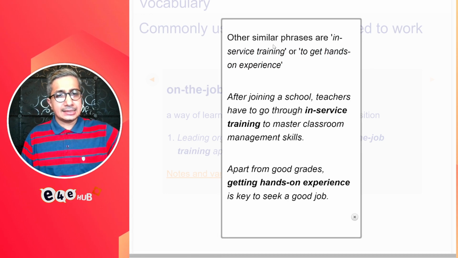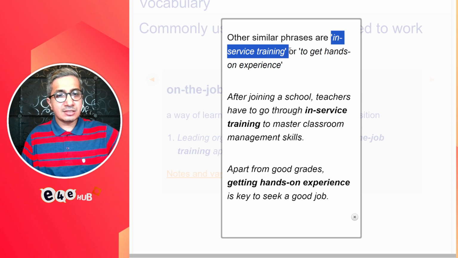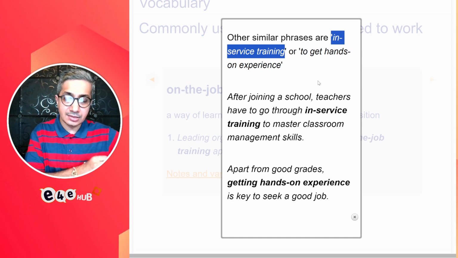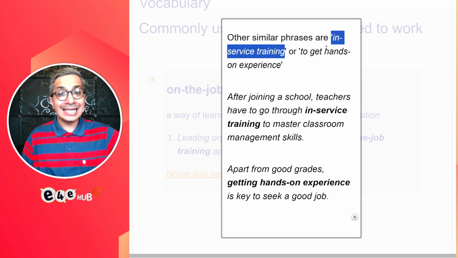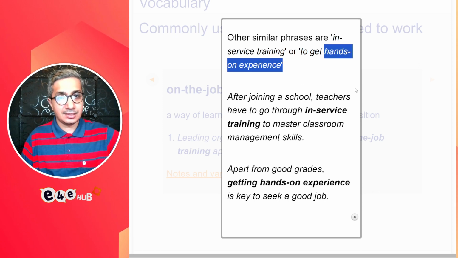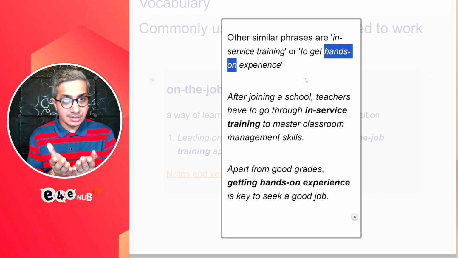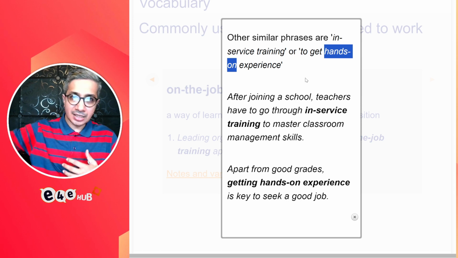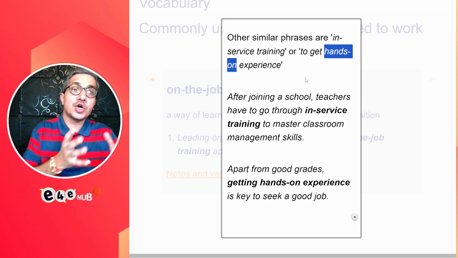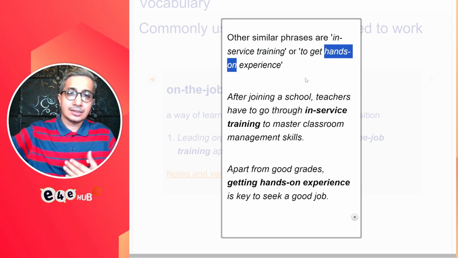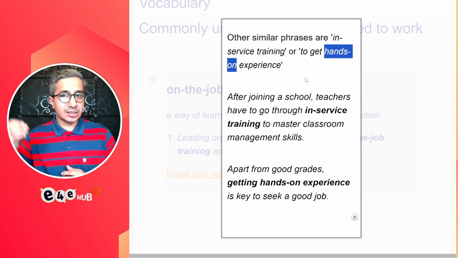Okay. There are other phrases like in-service training, which mean the same, training that you get while you are in a certain service, on a certain job, to get hands-on experience. Now, hands-on experience may not always mean training. It simply means whatever you have learned in books, when you start doing it in a company with a client, you're getting hands-on experience. So you are literally working and applying that learning with other people to achieve a certain goal.